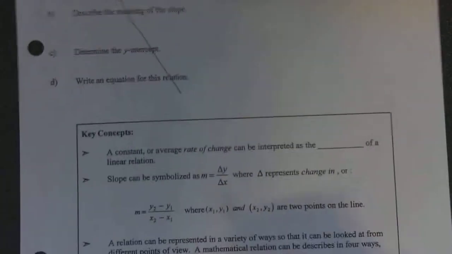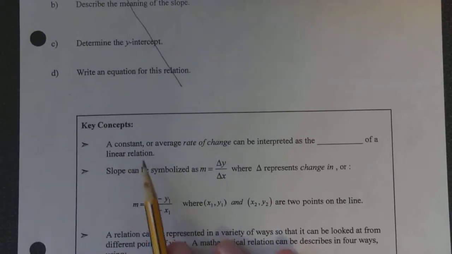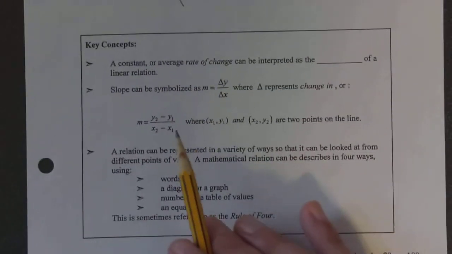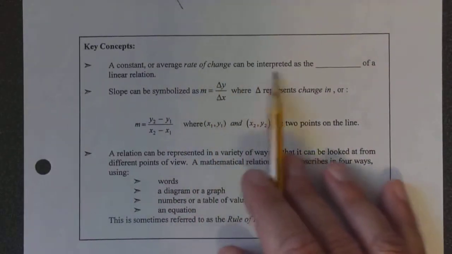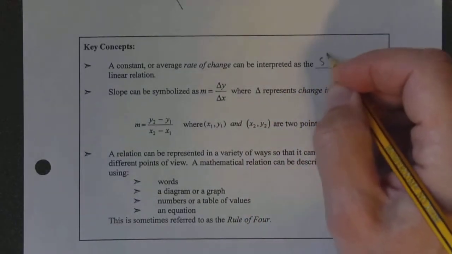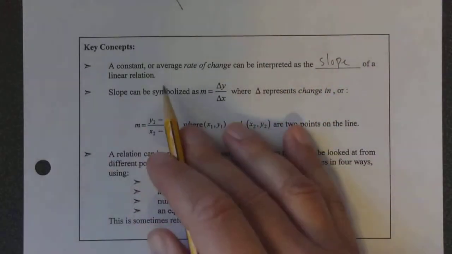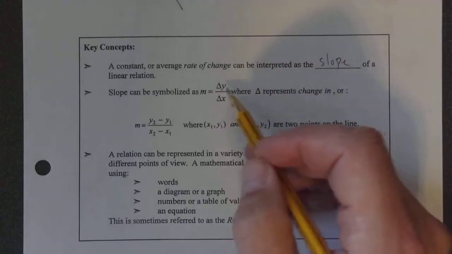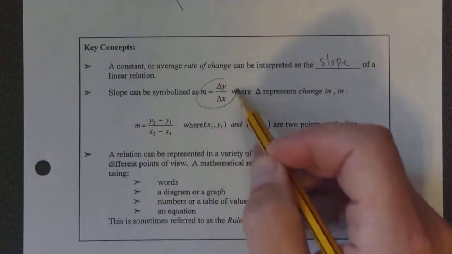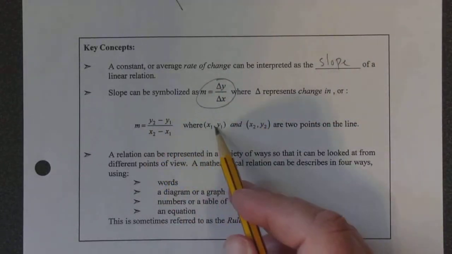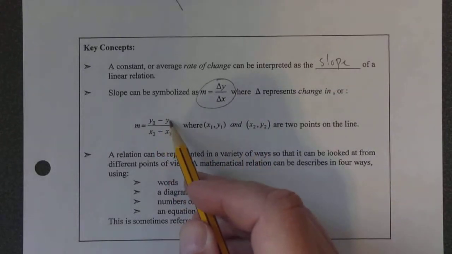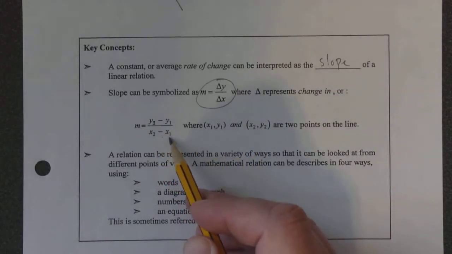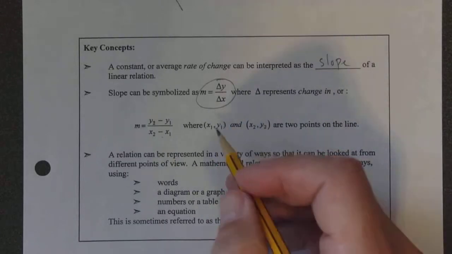The first point over here, a constant or average rate of change can be interpreted as the slope of a linear relation. There's our slope formula, okay? Rise over run. If they give you coordinates, y2 minus y1 over x2 minus x1, that's important.